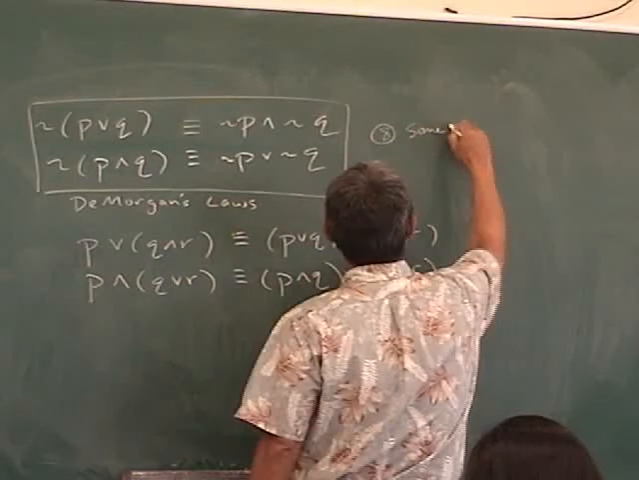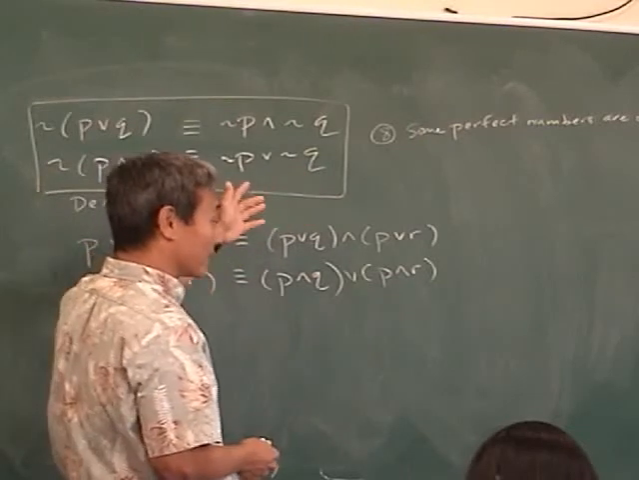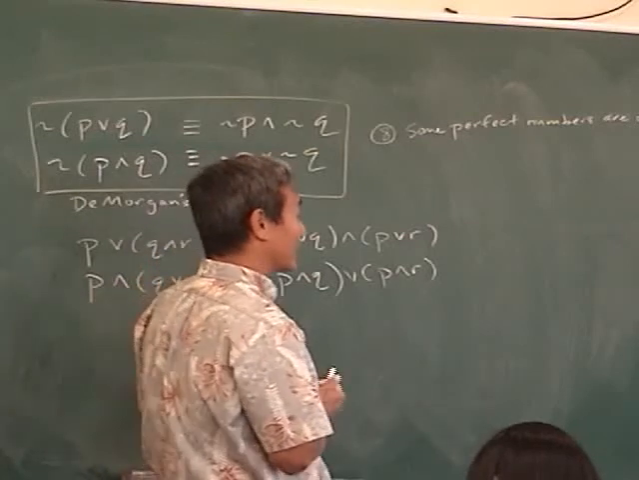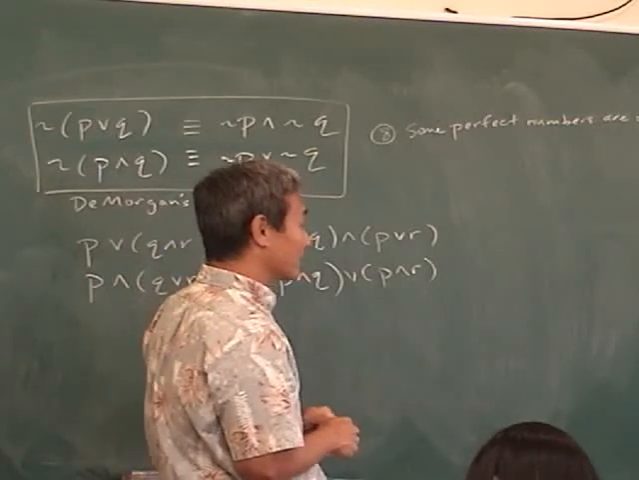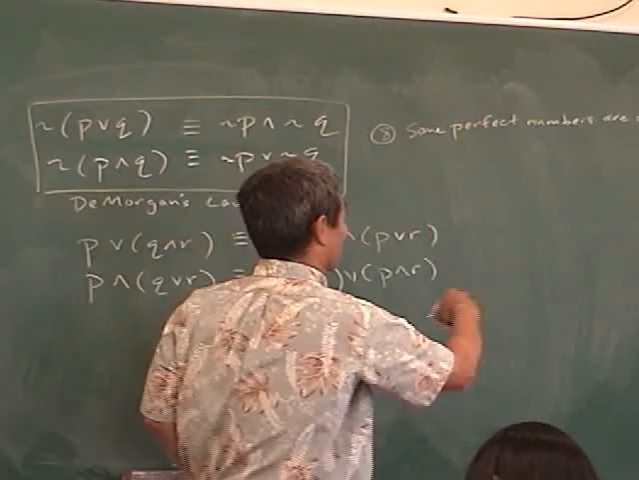Some perfect numbers are odd. Okay, now, when you see the word "some," doesn't that mean there exists? "Some" means at least one, right, in mathematics. So this is an existential statement. Okay, and what did we learn? What's the negation of an existential statement? Universal. So how do I start a universal statement?